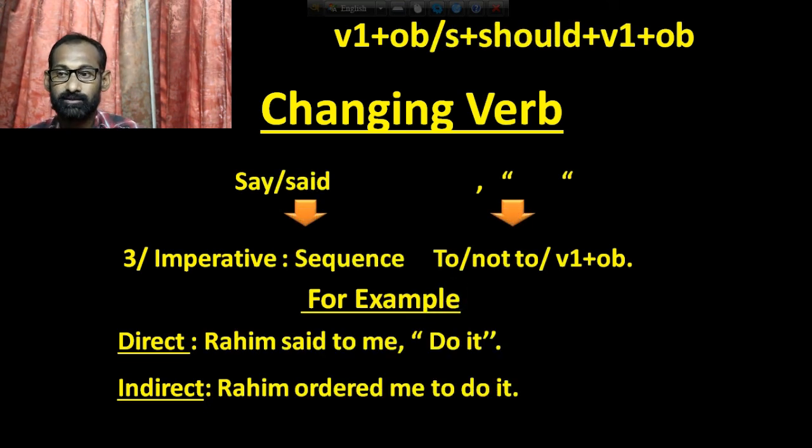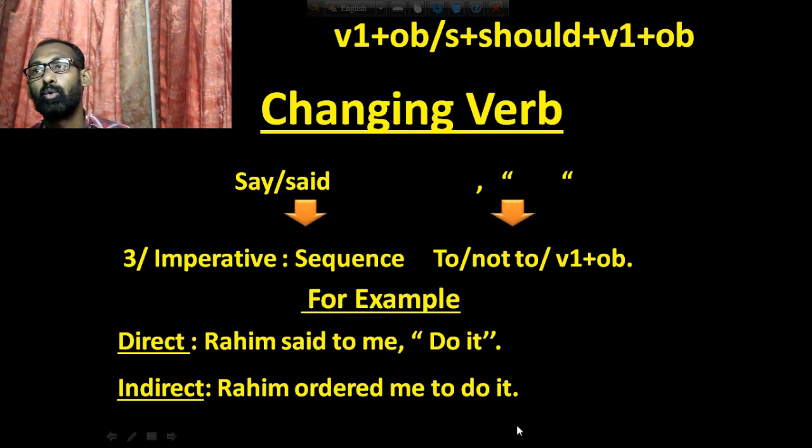Rohim said to me, do it. Actually, Rohim ordered me to do it. So Rohim ordered me to do it. This is an affirmative sentence, so I have used to, and then verb 1 plus object, just to, then do is the verb and object is it.